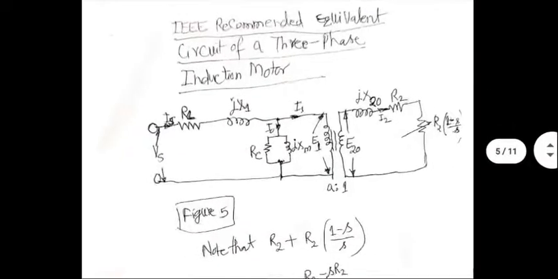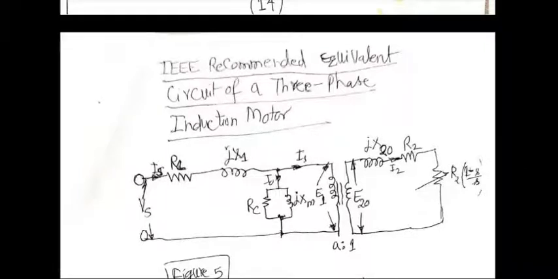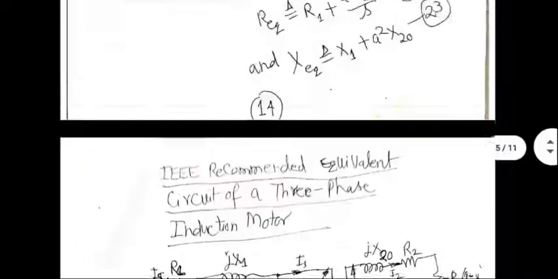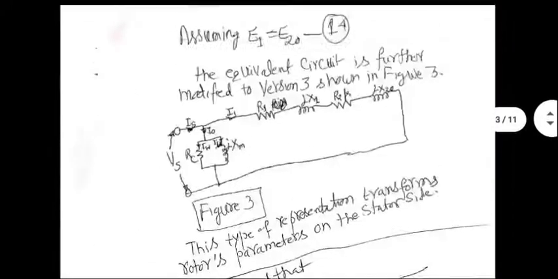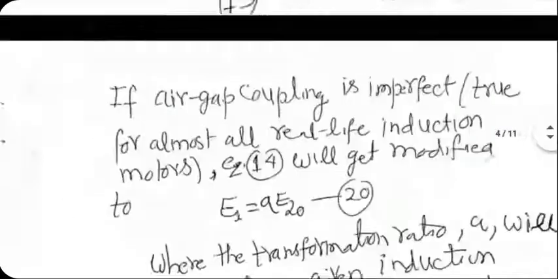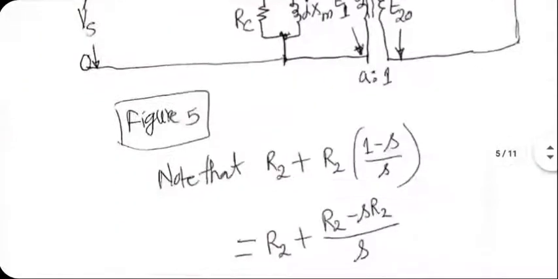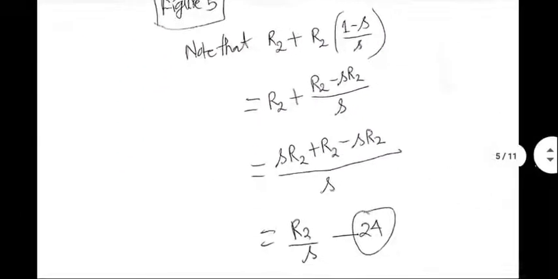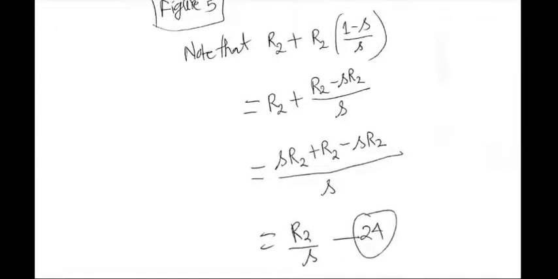Now IEEE recommends this equivalent circuit for three-phase induction. Very weird, but that's the way they want it. What they have done is, if you go back to this one, this R2 upon S term has been broken further. Like this. R2 upon S can be written as R2 plus R2 times 1 minus S upon S. You can verify it yourself.